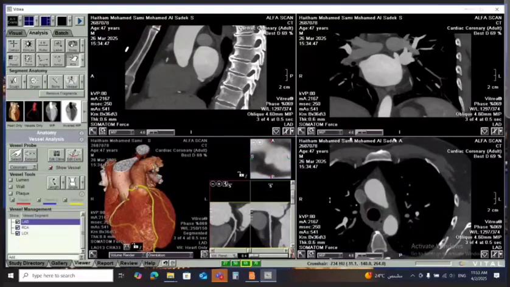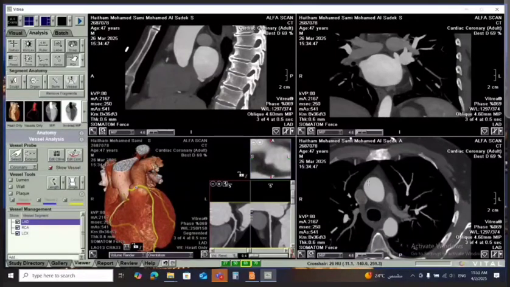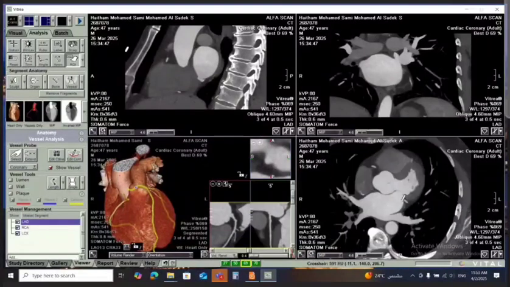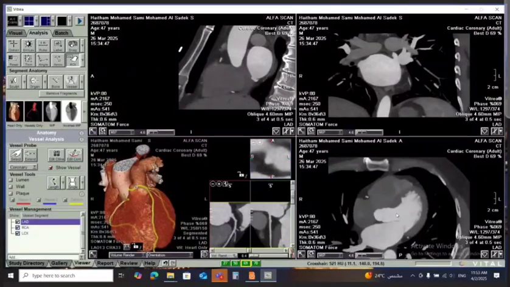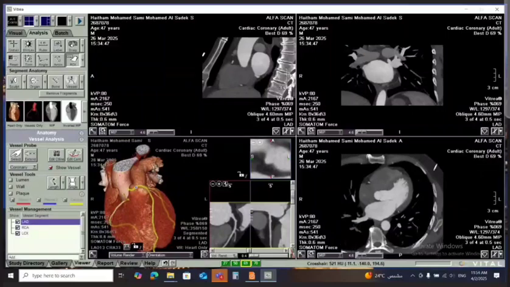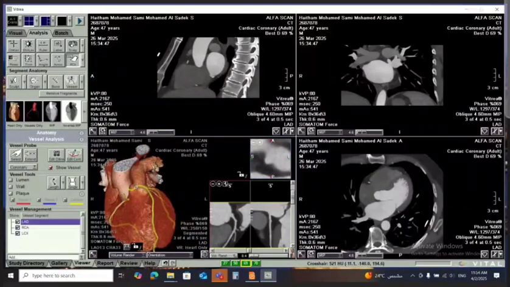And by the way, these are the right and left internal mammary arteries. This is the sternum anteriorly. These are the ribs and the vertebral column posteriorly.